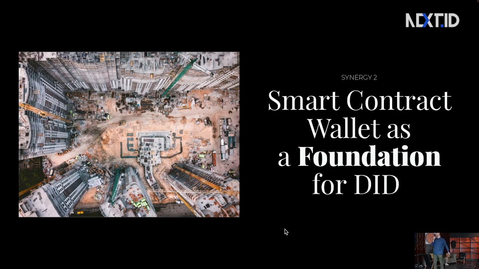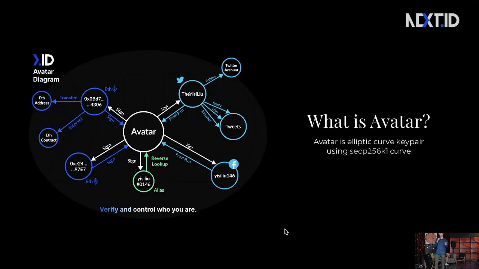I'm going to talk about the second synergy. It's between the smart contract wallet and why we think that should be the foundation for your decentralized ID. Let me talk a little bit about what exactly an avatar is. It's pretty straightforward. It's just an asymmetric key pair using the secp256k1 curve, which is exactly the same curve used by Ethereum.